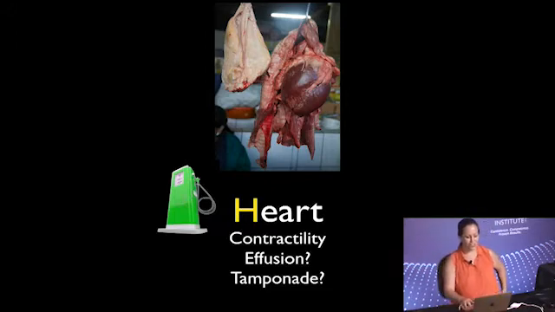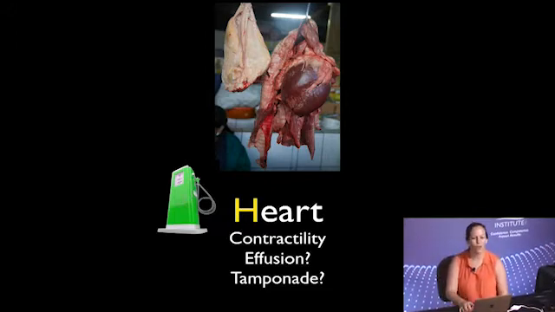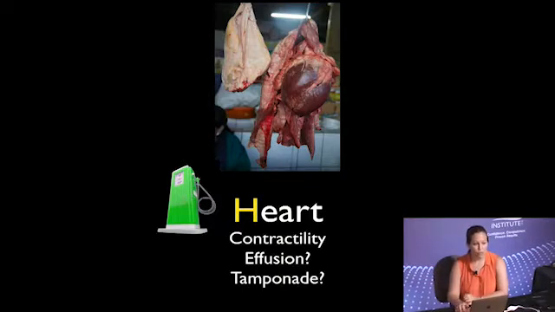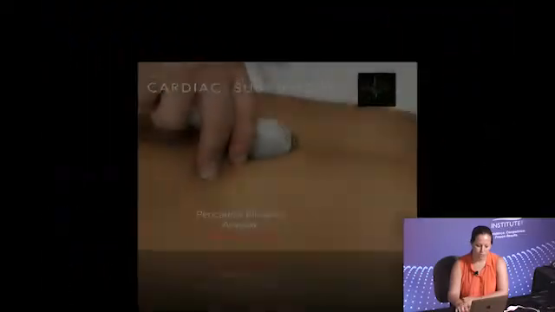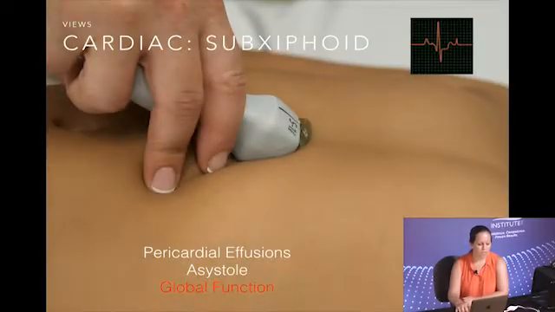So here's the heart, and the questions that we're going to ask when we evaluate the heart are about the contractility. Is there good squeeze, yes or no? Is there an effusion present, or is there tamponade? So you can use a couple of views. The subxiphoid view is very easy. This is also something that's done in your FAST exam.